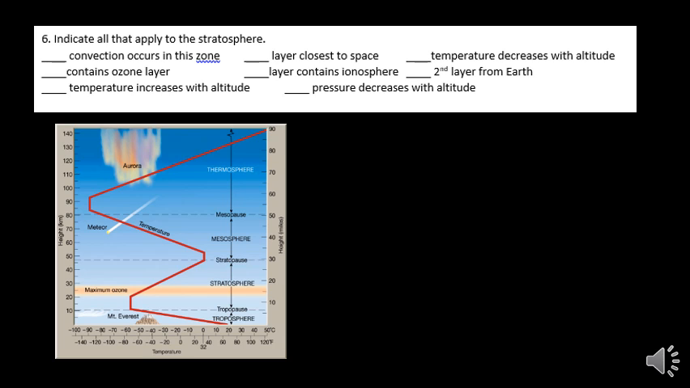Indicate all that applies to the stratosphere. Stratosphere is going to be the second layer. We have the troposphere at the bottom. Stratosphere is the second layer. It's just below the mesosphere. And then the outer layer will be the thermosphere.